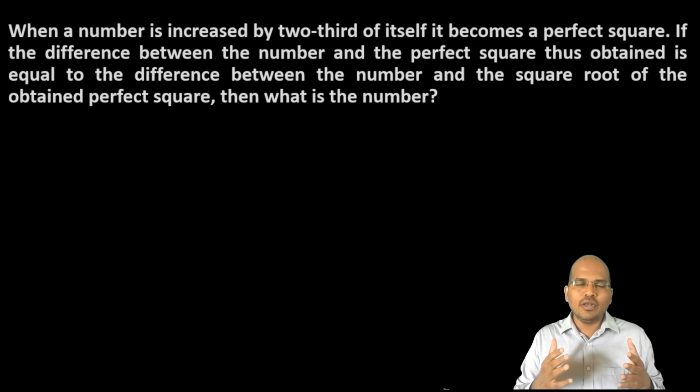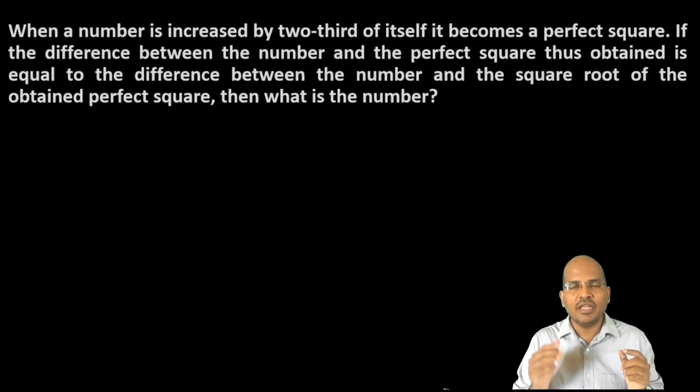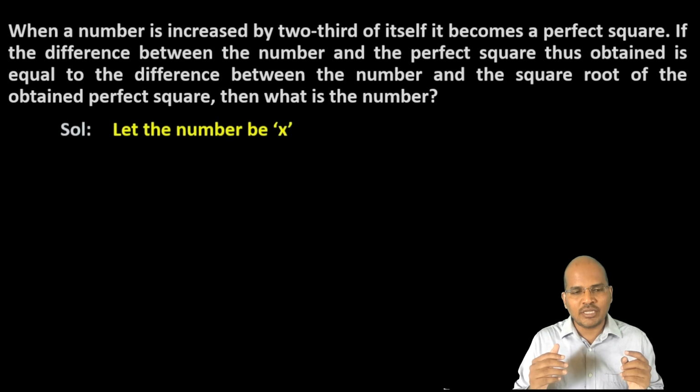A number when increased by 2/3 of itself, it becomes a perfect square. If the difference between the number and the perfect square is same as the difference between the number and the square root of the perfect square, then what is the number? So read the statements carefully.